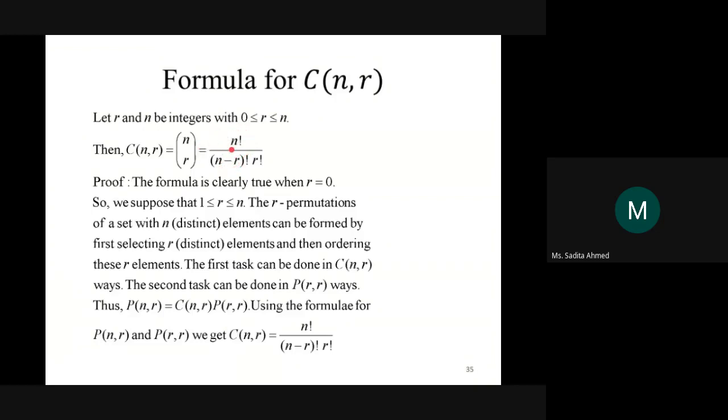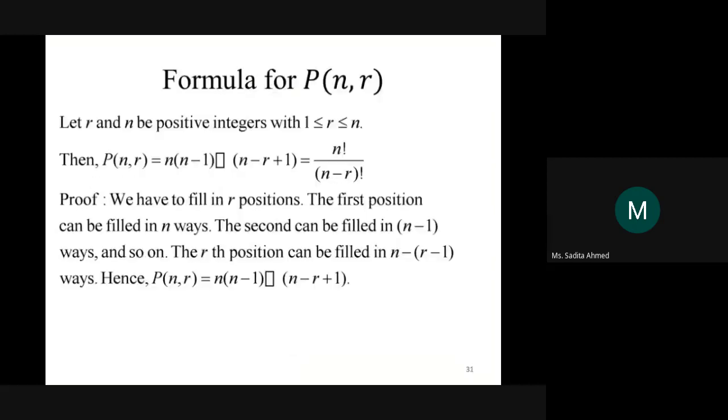Now, moving on to the formula when R and N are positive integers. Okay? If they're positive integers, in that case, how does it make sense that we get this formula? Think about it. First, think about the definition of permutation. When we are doing permutation, what are we doing?